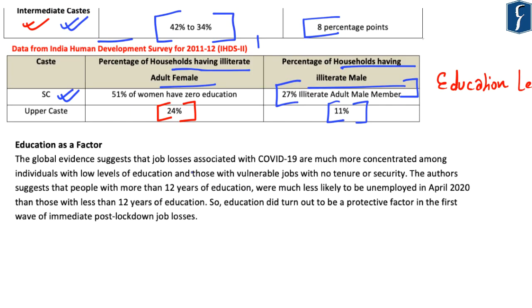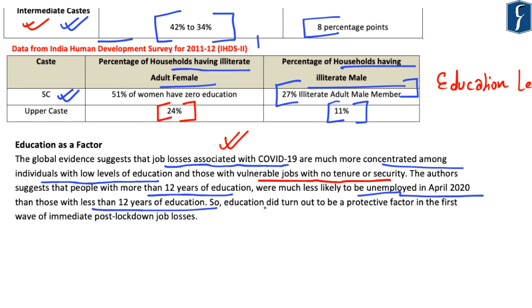Now, in this regard, the author has suggested that job losses associated with COVID-19 are much more concentrated among individuals with low levels of education. And in India, we see that low level of education is mostly with respect to the lower caste. So accordingly, the author says that losses associated with COVID-19 are much more concentrated among individuals with low levels of education and those with vulnerable jobs with no tenure or security. The author suggests that people with more than 12 years of education were much less likely to be unemployed in April 2020 than those who had less than 12 years of education.